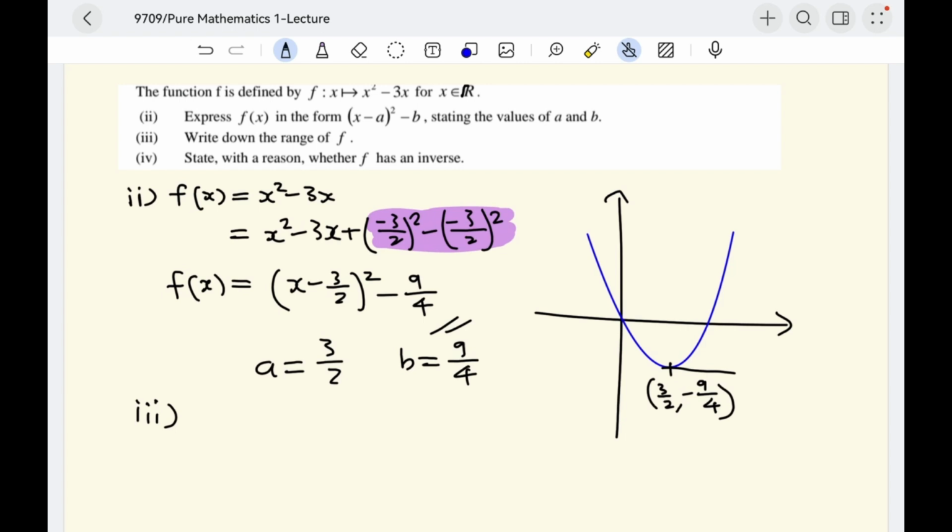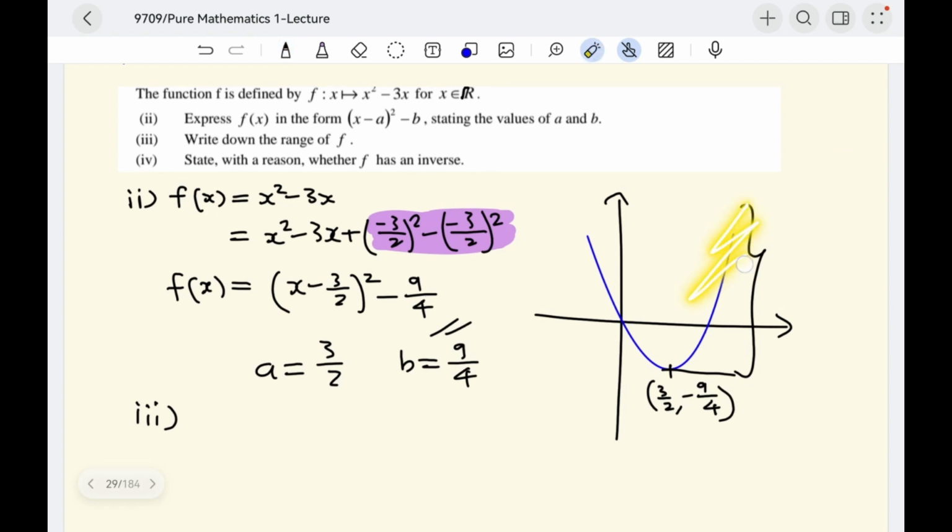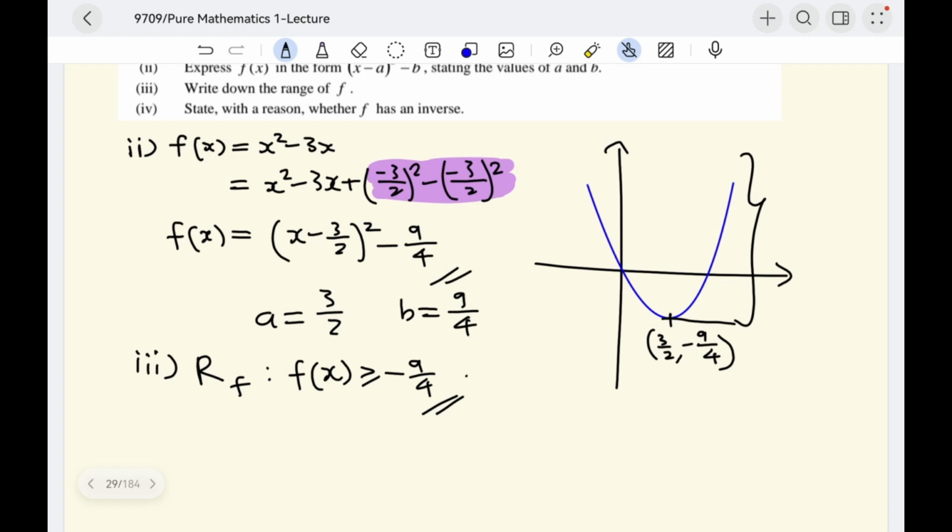Okay, the range means the set of function values of the domain. So here is your range of the quadratic function. Starting from here, that is your range of f(x). So you may state the range of f, that is f(x) is greater than or equal to 9 over 4. That's all.